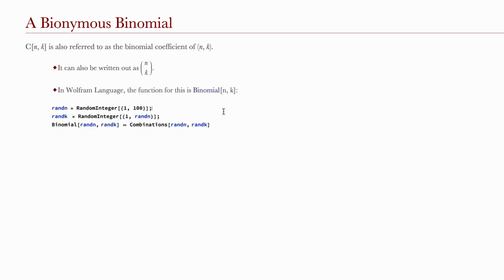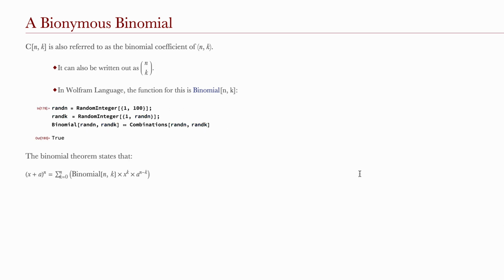Anyway, now our function c of n, k is also referred to as the binomial coefficient of n, k. And this is usually written out with parentheses and n over k. In the Wolfram language, the function for this is binomial of n, k, which, by using a random n and a random k, we can show will always come out equal to our combinations function.